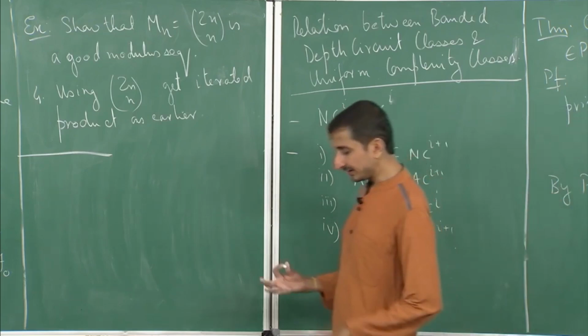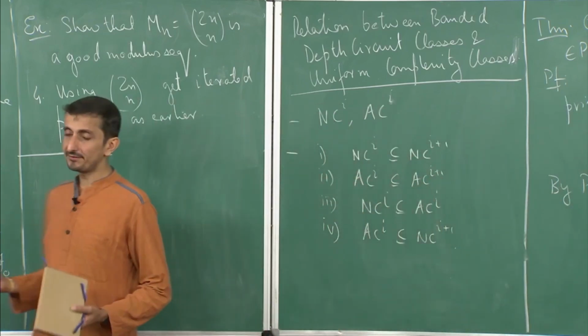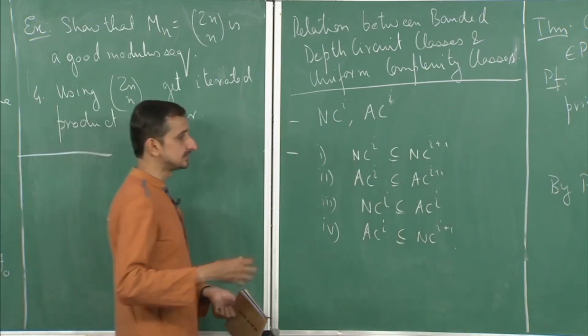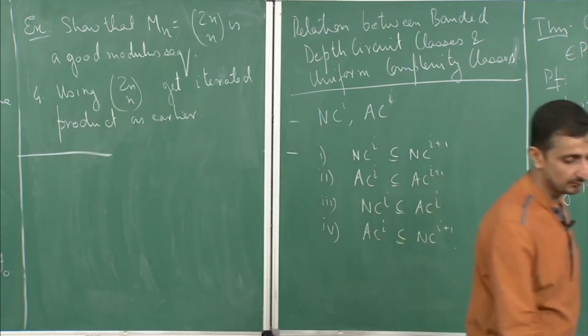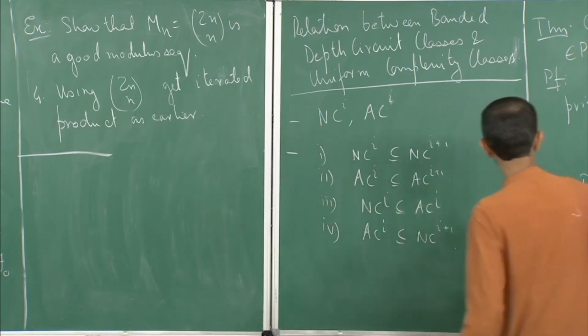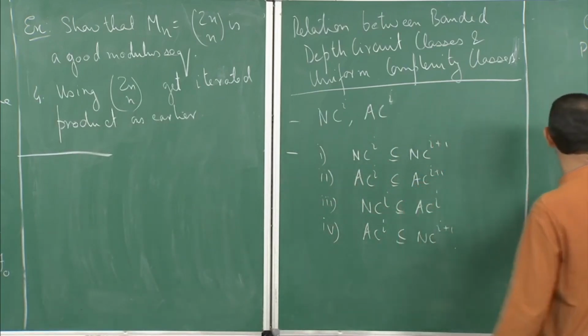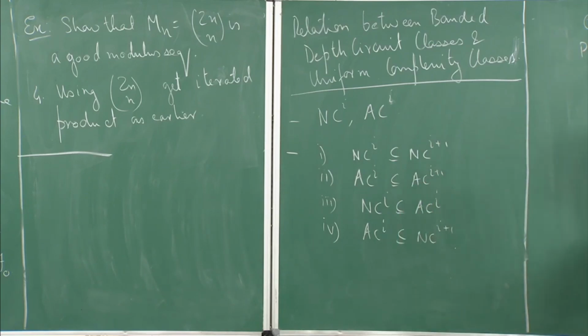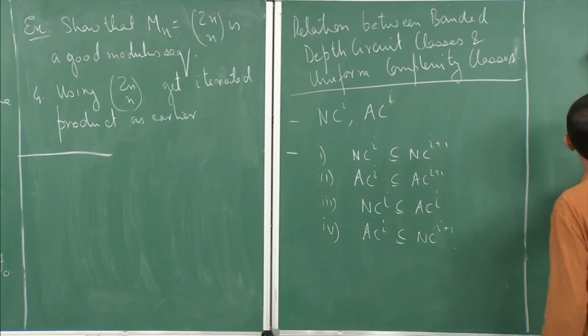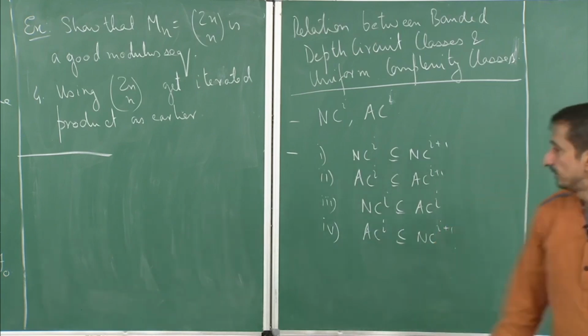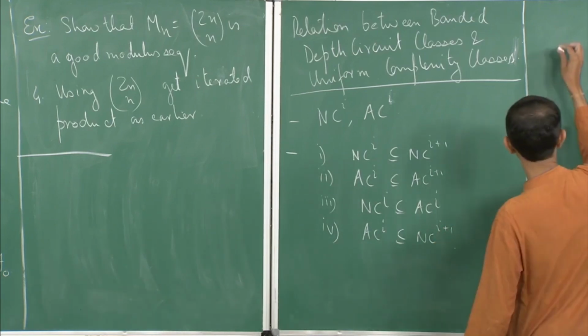Now, what relation do we know between these classes and other uniform classes? By uniform classes I mean classes such as P, maybe NP or maybe some smaller classes. Okay. So, let me define these space bounded classes. Again, if you have had some exposure to complexity you would know these classes, but for the sake of completeness I will just define them.